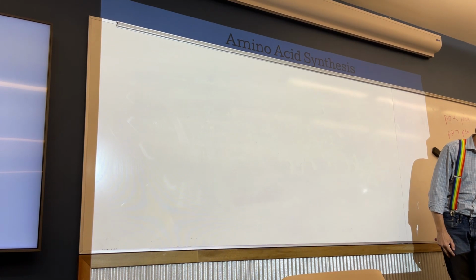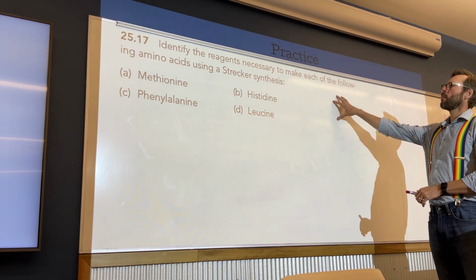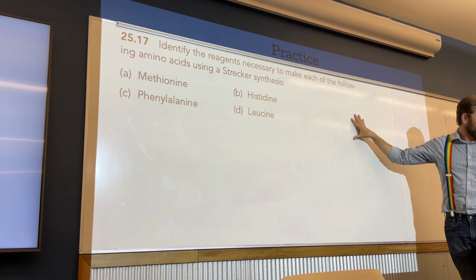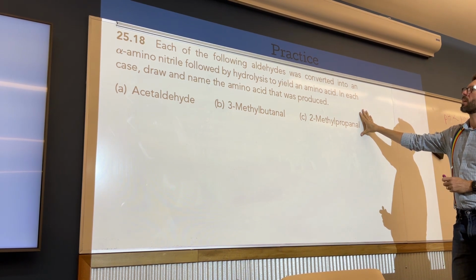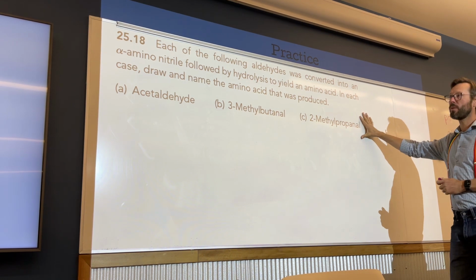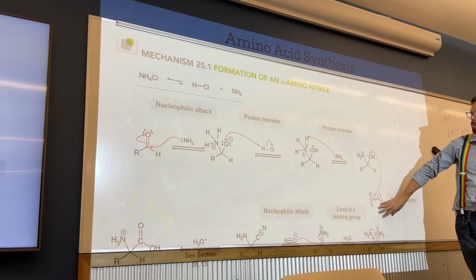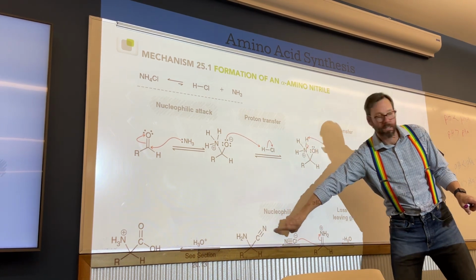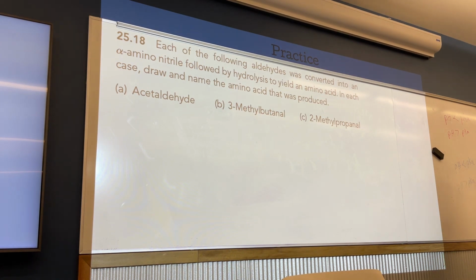And there are some practice problems for that one too. So for the Strecker synthesis, what reagents will we need to make these? And then the next problem is we have these aldehydes, we convert them into the amino nitrile, so that's going to be this step right here in the mechanism, the amino nitrile, and then we hydrolyze it, we get our amino acid. In each case, draw and name the amino acid that was produced.